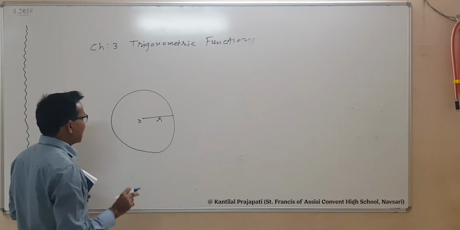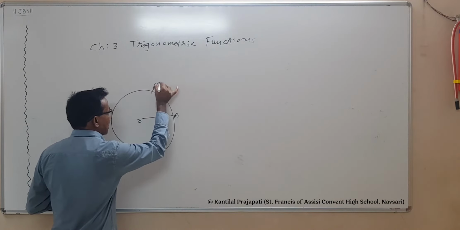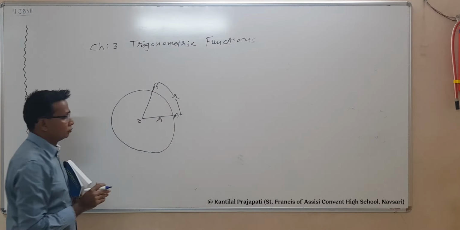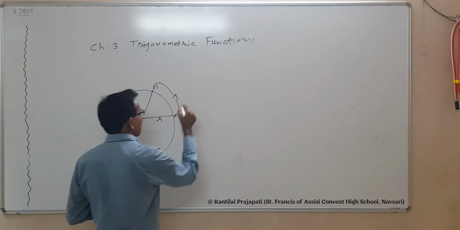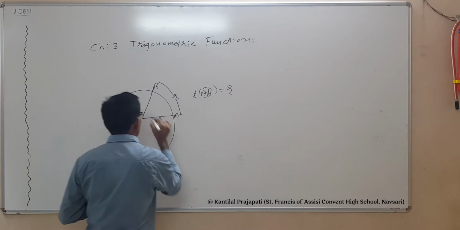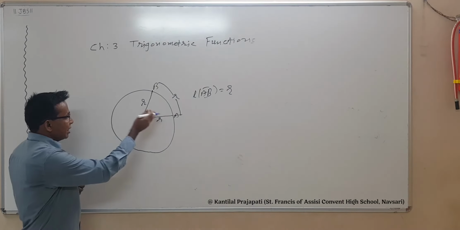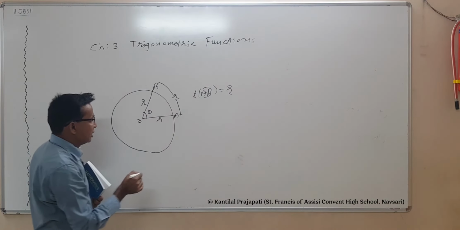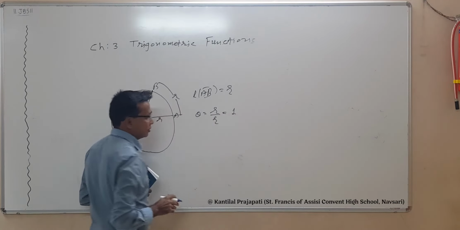Similarly here, if we consider an arc AB of length r, the length of arc AB is equal to r, and the radius is r. So obviously the angle subtended by arc AB at center O, that is theta, is equal to r upon r, which is 1.